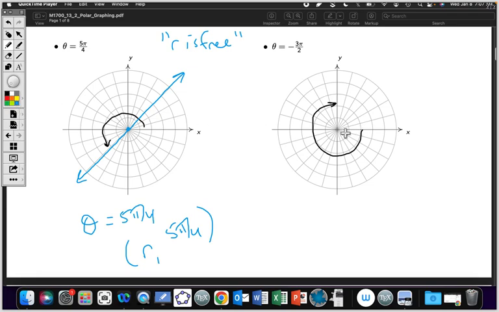Once again, if we have a 0 r value, we would be stuck at the origin. A positive r value would have us sweeping up the positive y-axis. A negative r value would have us sweeping down. So this is just another way to describe the y-axis. So theta equals negative 3 pi over 2. Once again, we're looking at all points of the form r comma negative 3 pi over 2.